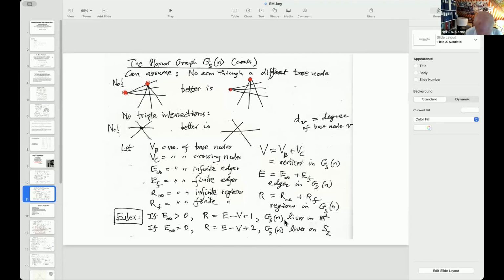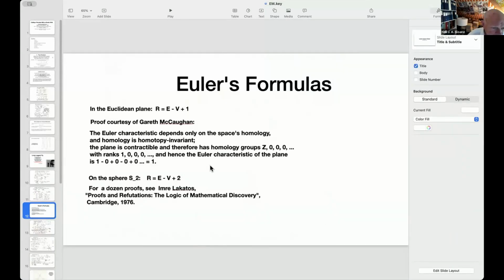And I thought I'd be able to find a proof of the Euler characteristic of the plane in one of the many books on geometry, but I haven't succeeded. But in correspondence to the Math Fun list, Gareth McCann provided a proof that the Euler characteristic of the plane is 1, and it's here for anyone who doesn't believe it. And on the other hand, the Euler characteristic of a finite surface, for instance the surface of a sphere, is 2.